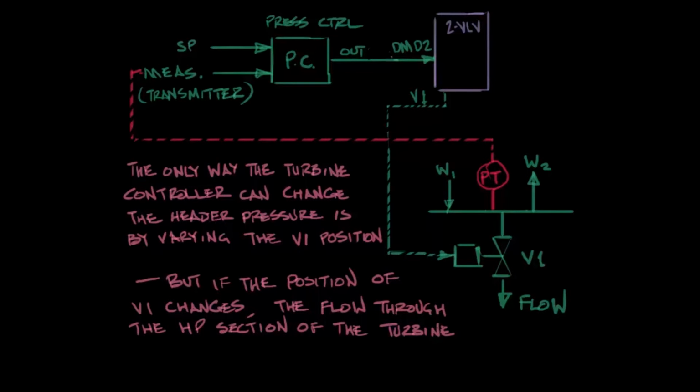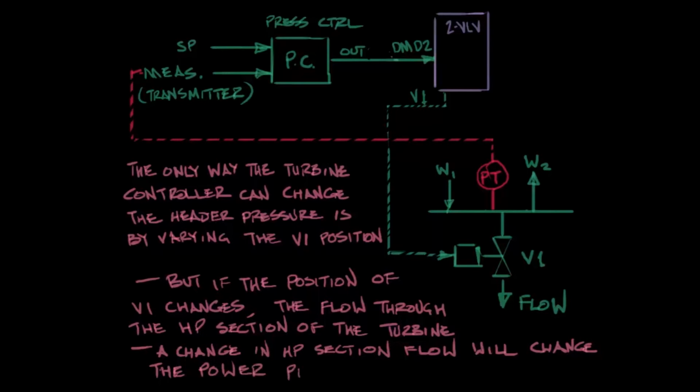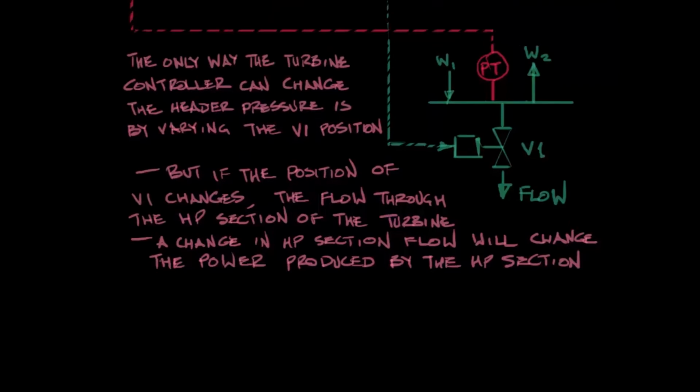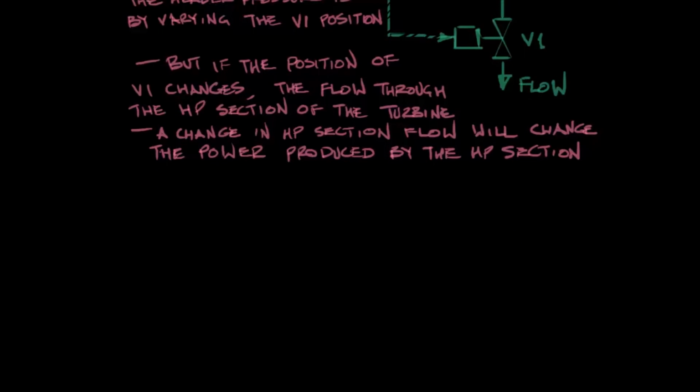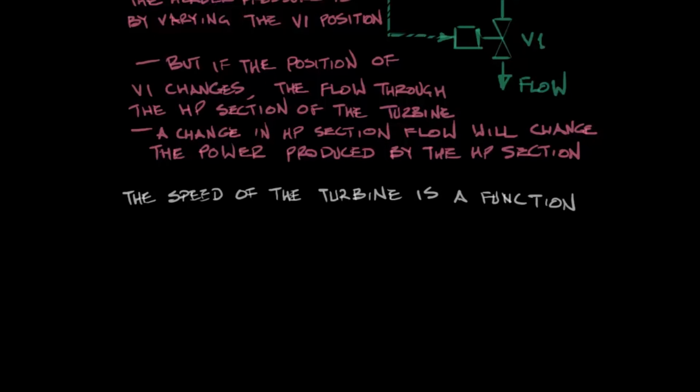But if we do change the position of V1 to manage the flow out of the inlet header, that flow is going to affect the HP section flow, which will in effect change the power produced by the high pressure section. So if we want to increase the flow through V1 to cause the pressure to get back in balance on the inlet header pressure, we're going to produce more power than we were before. But if our load doesn't need more power, that would cause a speed error.